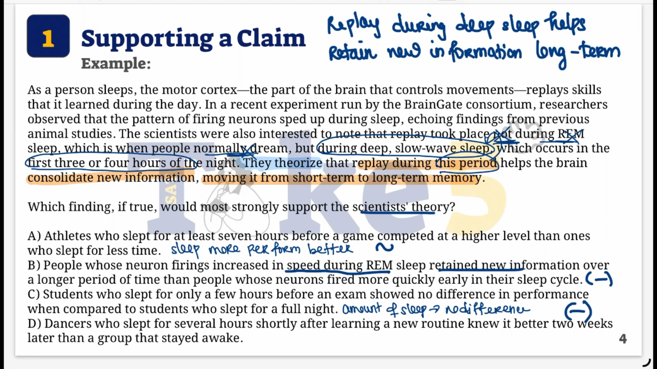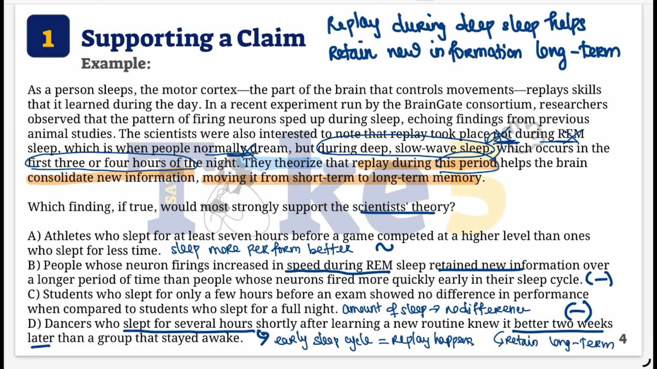D is the only one that is in agreement with the theory, as sleep for several hours is the replacement for the early sleep cycle, or when replay happens like in the theory. And those who do this memorize better after 2 weeks of learning, or this new information retains better in the long term. So this example does support the idea that replay early in the sleep cycle consolidates learning.